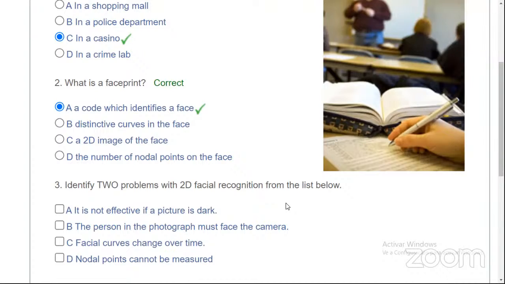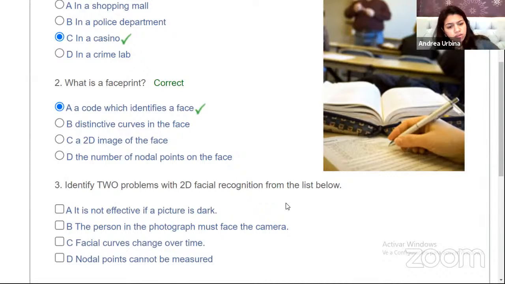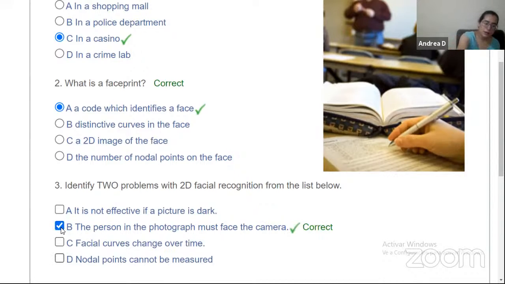Maybe one option is B. One problem is B. Okay, the person in the photograph must face the camera. All right. And the other one? I think it's B and D. Two problems, yeah, two problems. So nodal points cannot be measured. All right. Okay, let's try B and D then. So B is correct. D is not.